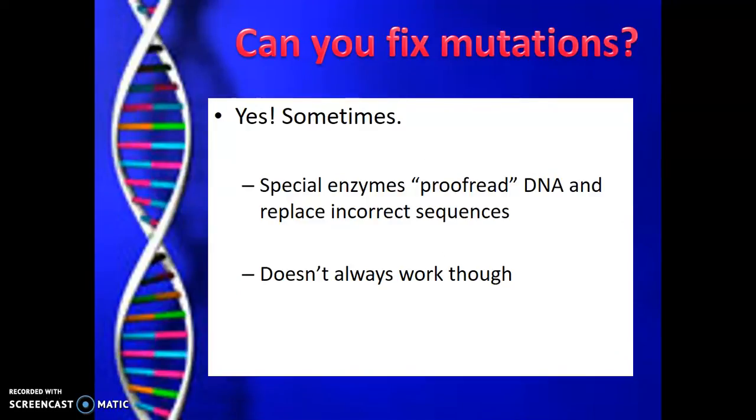So when a mutation occurs, can you fix it? And the answer is yes, sometimes. Most of the time. You get mutations in your cells every single day. But most of the time, your cells fix it. Most of the time it gets fixed and everything's fine because you have special enzymes that, after the DNA is replicated, zip along the DNA and proofread.